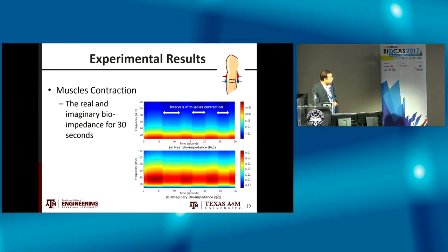Another experiment is that we can also detect muscle contractions. If we place the electrodes across the upper arm like in this figure, we can detect the muscle contractions from the real and the imaginary part of the bioimpedance, as shown in these two figures. These intervals show that the bioimpedance varies with time according to the muscle contractions in the real part and also in the imaginary part. We can also see in the imaginary part that the bioimpedance, as expected, is low amplitude at low frequency, increases with frequency, and then decreases again at the highest frequency.